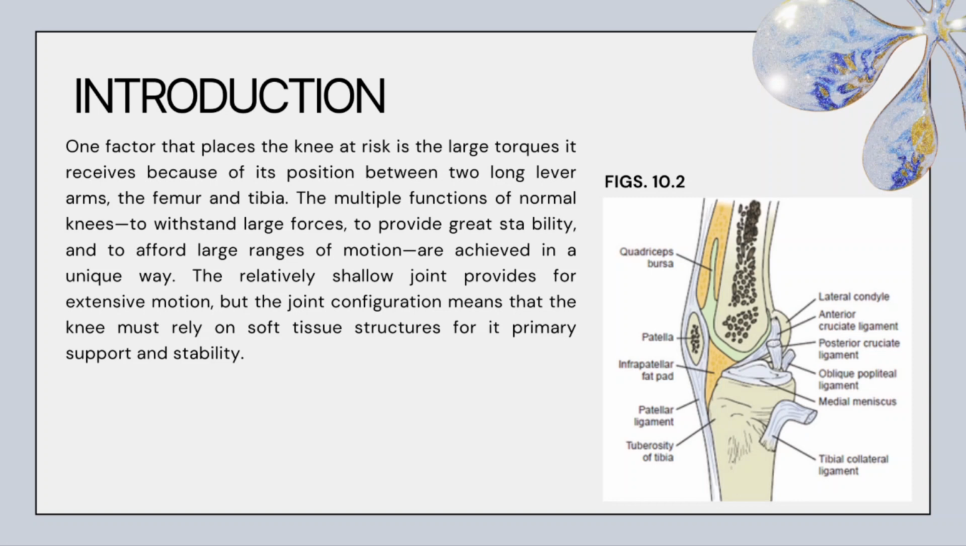One factor that places the knee at risk is the large torque it receives because of its position between 2 long lever arms, the femur and the tibia. The multiple functions of normal knees, to withstand large forces, to provide great stability, and to afford large ranges of motion, are achieved in a unique way. The relatively shallow joint provides for extensive motion, but the joint configuration means that the knee must rely on soft tissue structures for its primary support and stability.